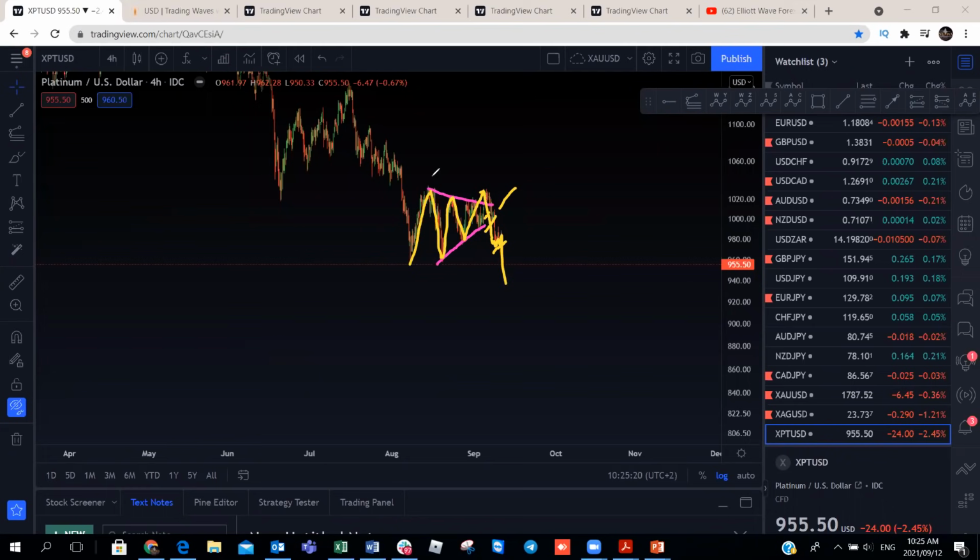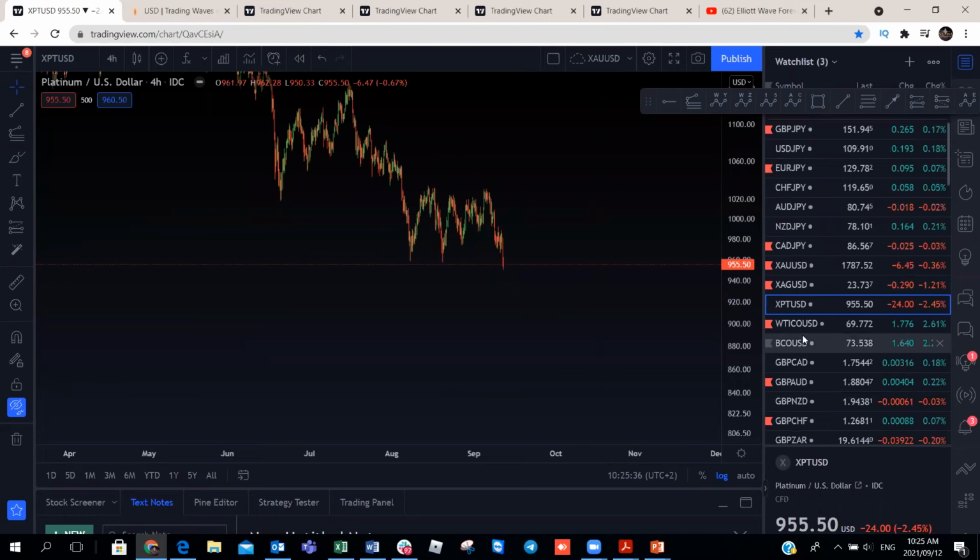And if you wanted to label this triangle, you will label it A, B, C, D, E. So a triangle is the only corrective structure with 5 waves. So we've got that triangle broken to the downside. So we look for continuation to the downside. Right, so that is platinum, and that is the trade setup that we've got currently running.